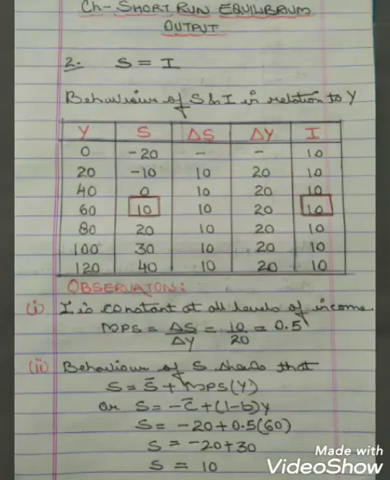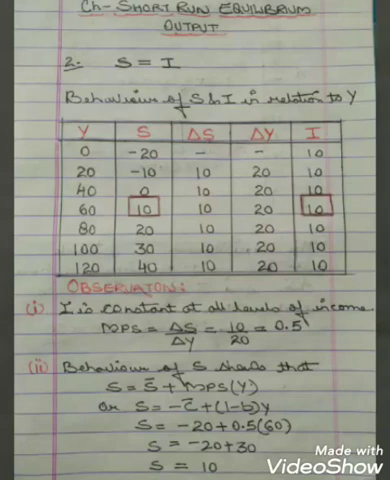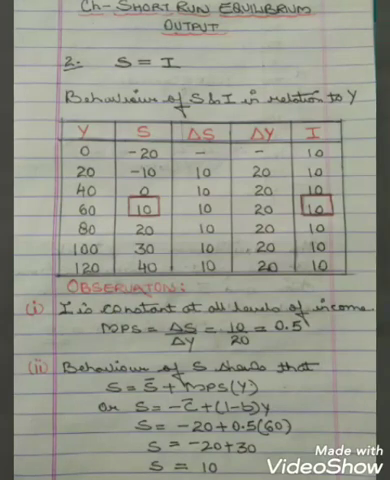In my previous session I explained that an equilibrium is struck under two conditions. The first one was AS equals AD, and the second is S equals I. Already we have done AS equals AD. So today in this session we are going to talk about S equals I.